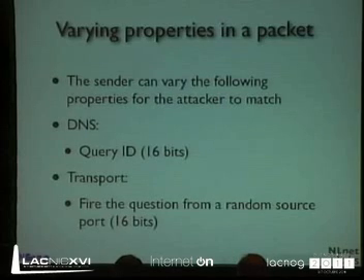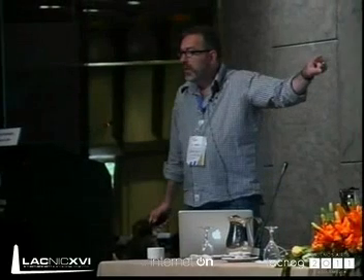So what you try to do in order to protect yourself against cache poisoning as a recursive name server is to vary as many properties as you can. You try to vary the query ID, make it truly random, so that an attacker will not know and is not able to predict what the next query ID is once they've seen one.